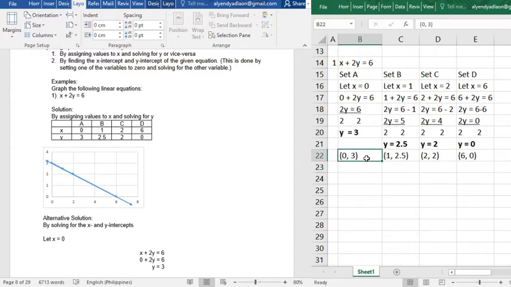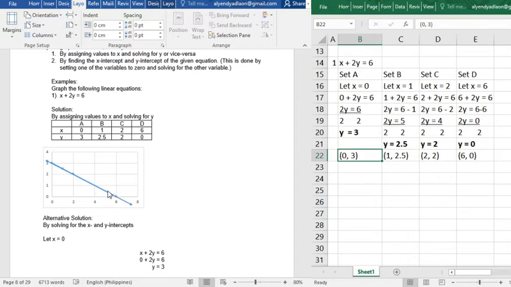So for set A, we have x as 0 and y as 3. So as you can see, there is a point here. That is our first set. For set B, x is 1 and y is 2.5. So here is our point. For set C, x is 2 while y is also 2. So here is our point. Okay. And for set D, x is 6 and y is 0. So we will put the point here.